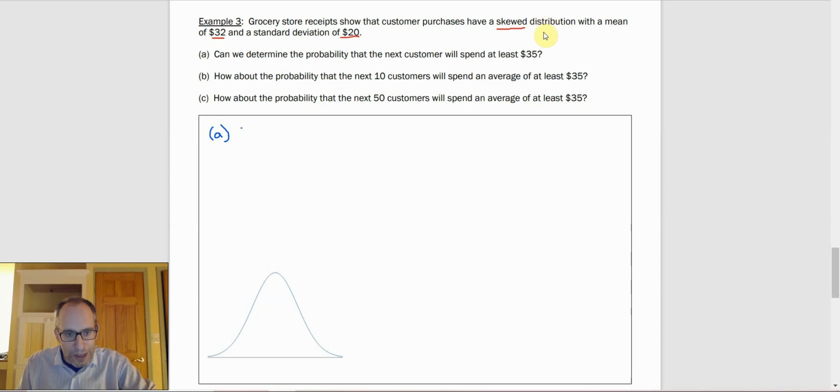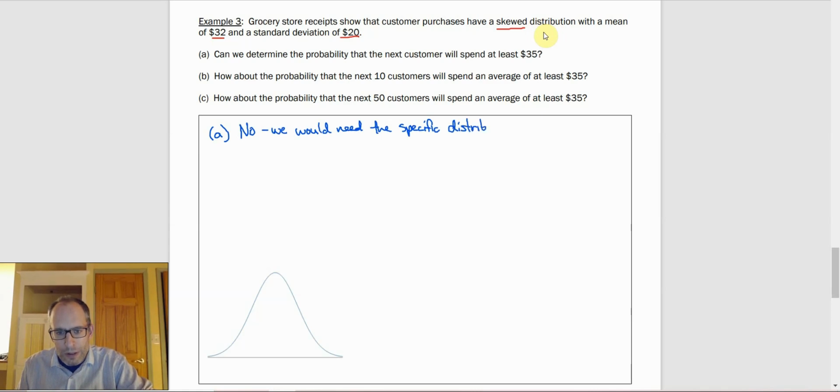So I'm just going to say no, because we need to know the specific distribution. So no, we would need the specific distribution for that, which we do not have. All we know is skewed, which is not really a big help.